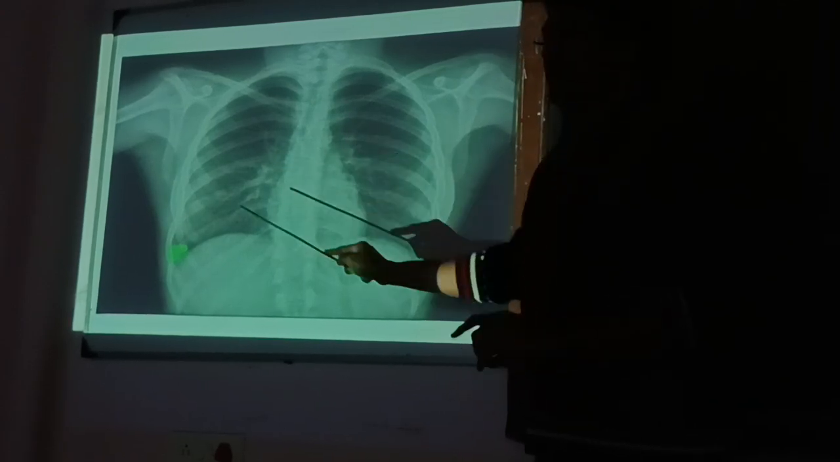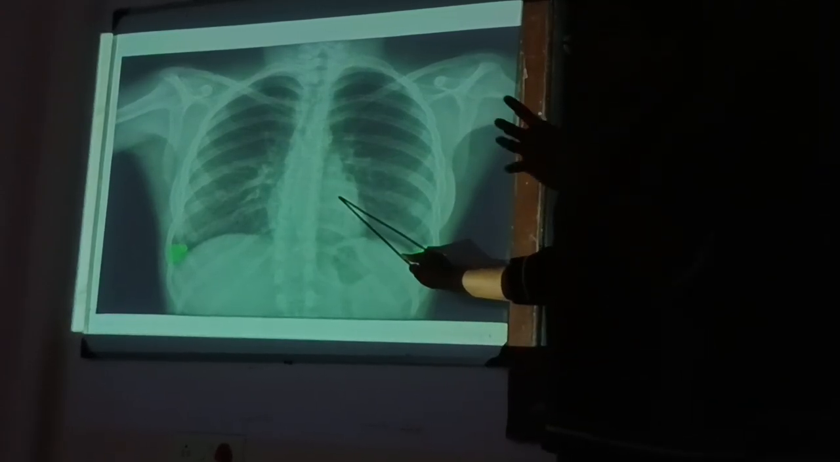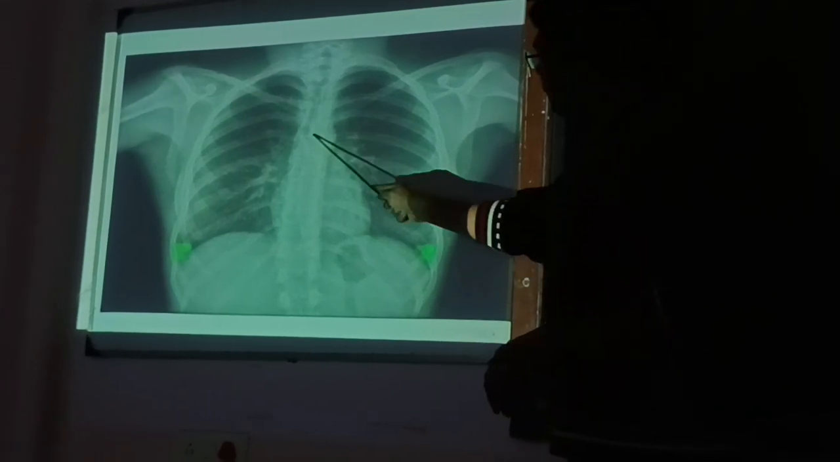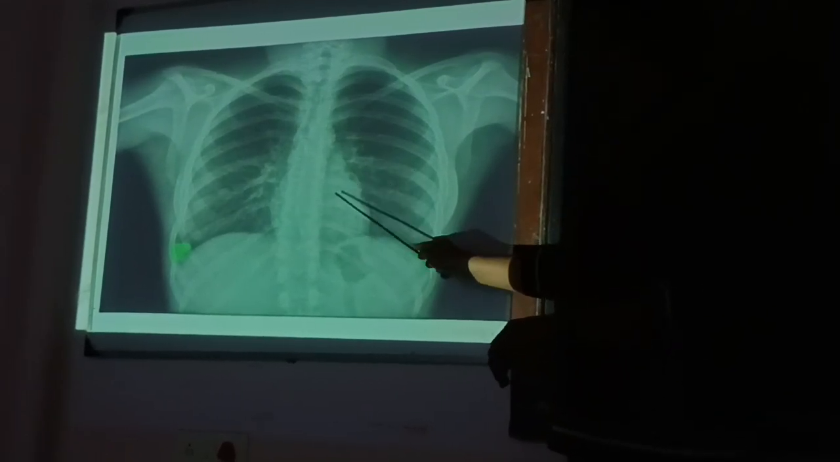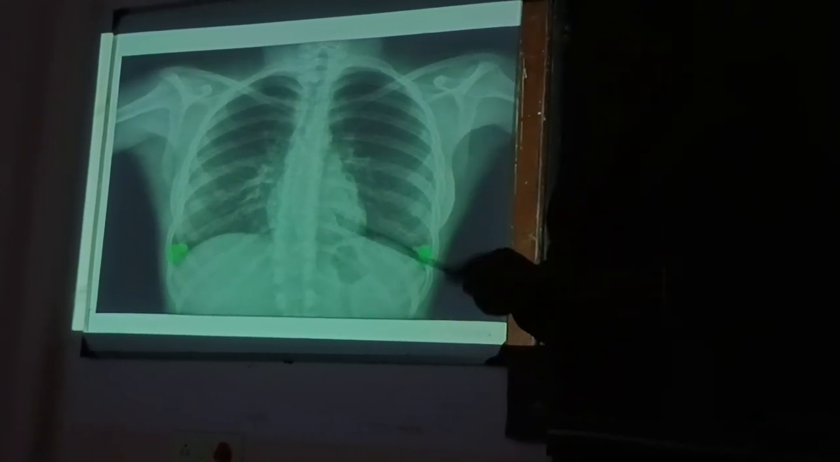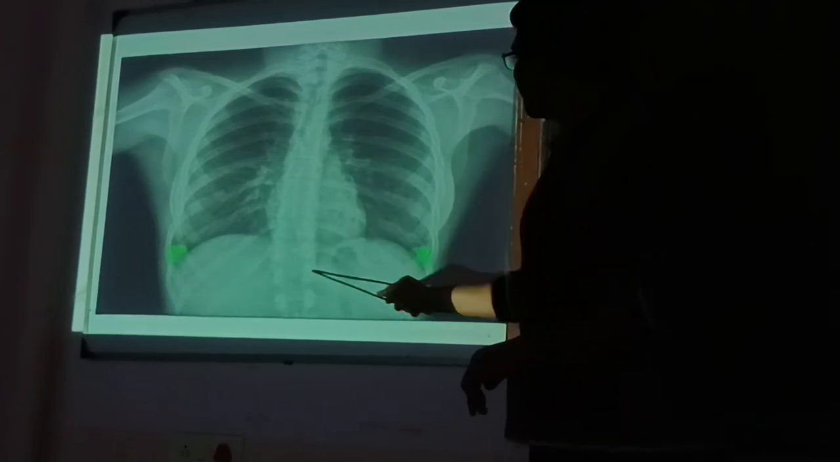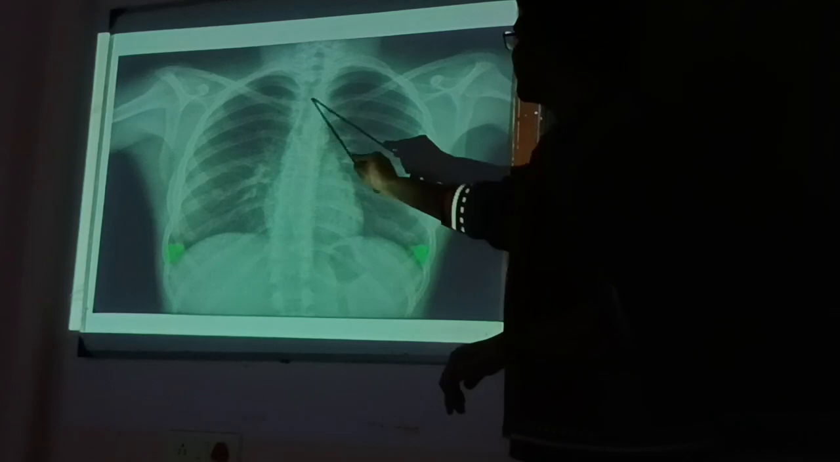You can see that because it is filled with blood, the X-rays can't pass completely. If any fluid is present, the X-rays can't pass completely; to some extent they will pass. So this is the entire heart, and here will be the great vessels of the heart.